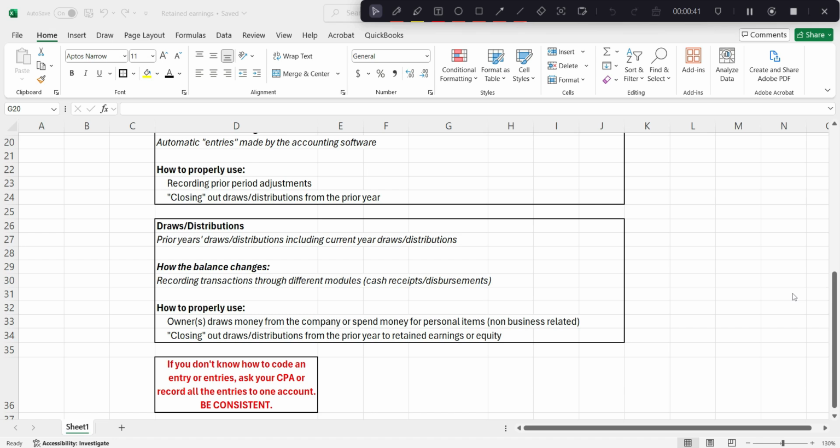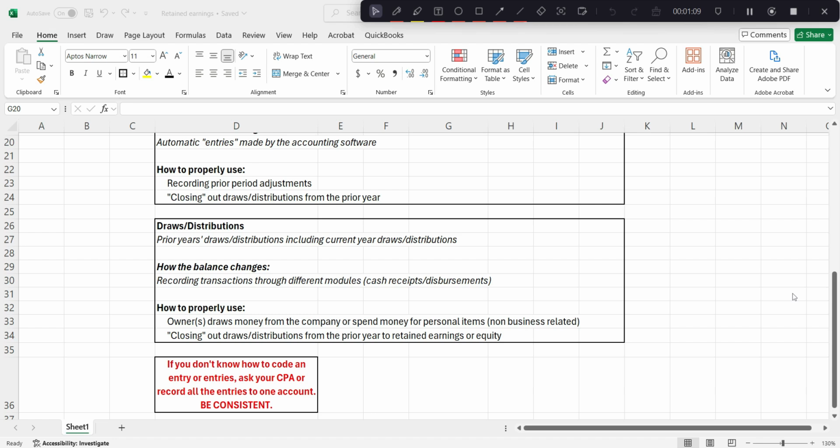How to properly use this account. Anytime the owner draws money from the business or spends money for personal items, it should go to that draws or distributions account. If there's a subscription to Netflix and there's no Netflix streaming in the waiting room, well, that's a draw to the owner if he's got it at home on his screen. So that's how you would record that.